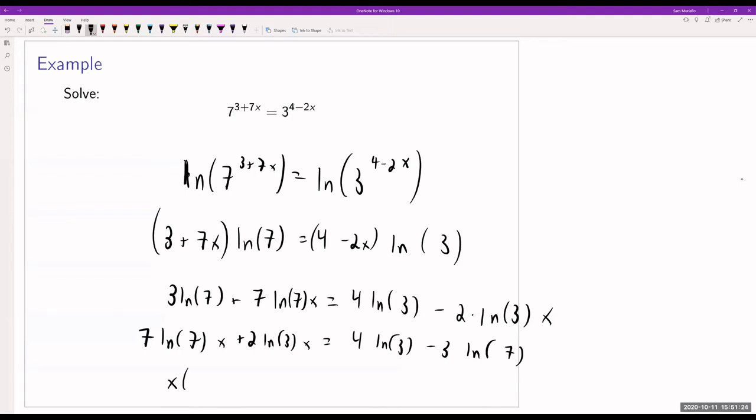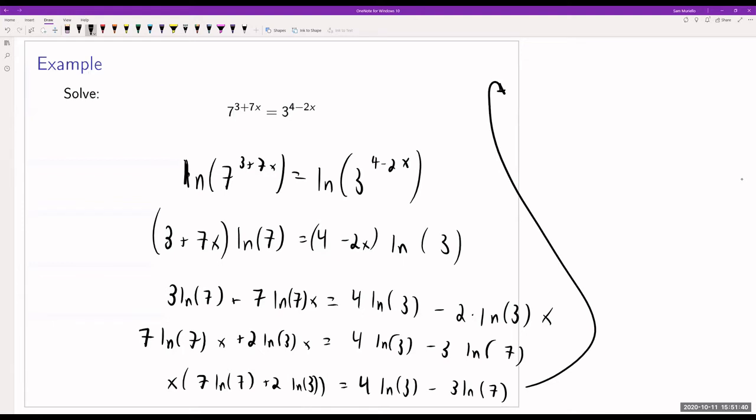Factoring out an x on the left-hand side, and leaving the right-hand side the same, gives us our final answer with division. 4 ln of 3 minus 3 ln of 7 divided by 7 ln of 7 plus 2 ln of 3.